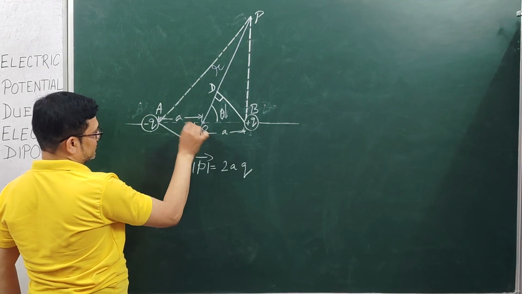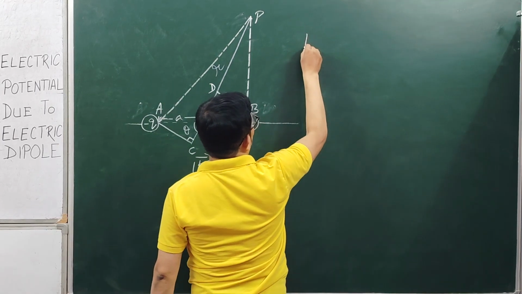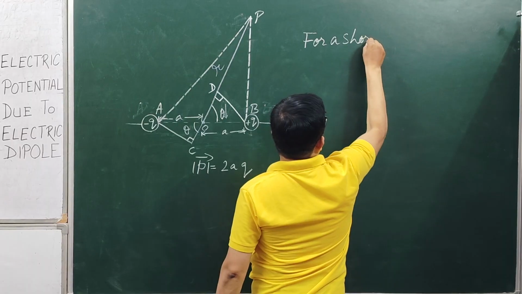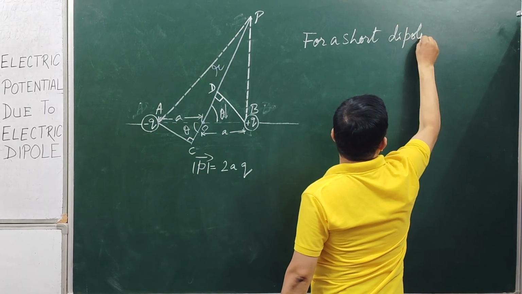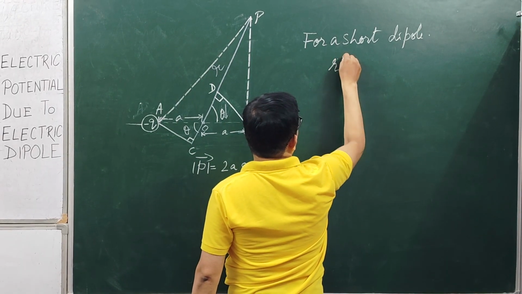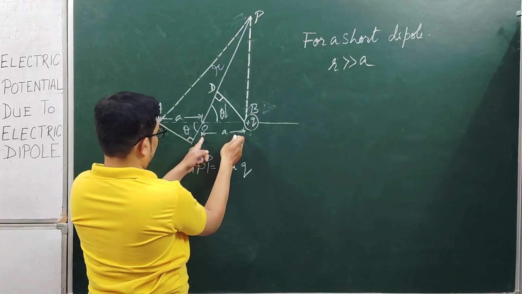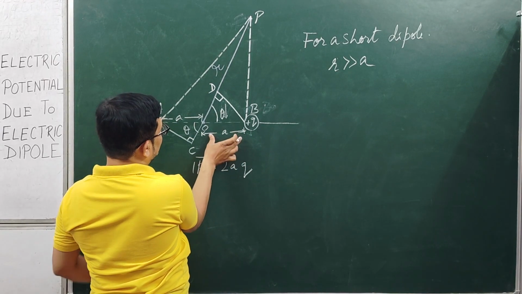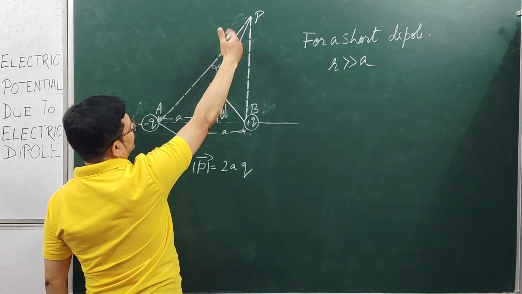Why? It's vertically opposite angles. Okay. Now for a short dipole, we assume every time that R should be very much greater than A. So this A and A, which is 2A, the distance between the charges, is very much less as compared to R. So we are taking a generalized position.